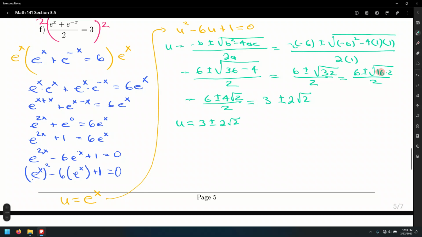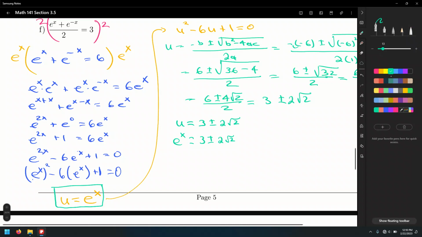And now that we solved the problem in the world of u, let's go back to the world of x. So we recall that we did u equals e to the x, 3 plus minus 2 root of 2. And we can undo the exponential, in this case, by taking the ln on both sides. So ln the whole thing. So that's x equals ln of 3 plus or minus 2 root of 2.